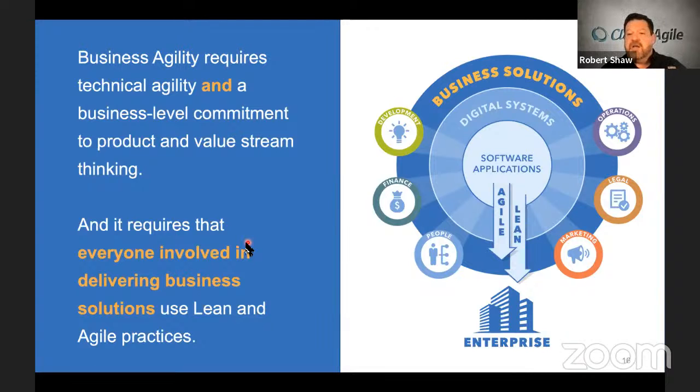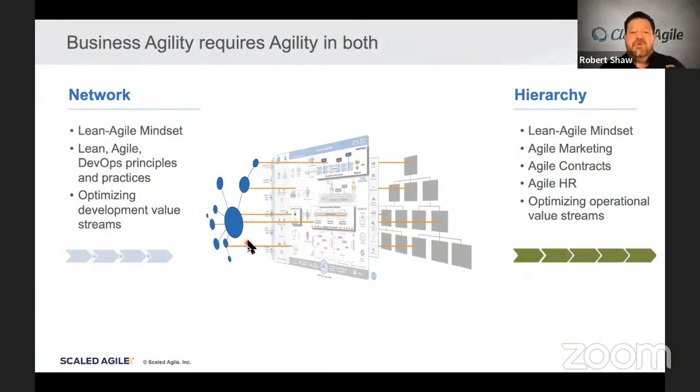And that gets into the crux of where SAFe has its roots. Business agility requires technical agility, what we think of from team, scrum, and delivery and producing. But it also requires business agility or business level commitments around the product and the value stream thinking. Both now have to be in sync, and both have to start aligning, and both have to start collaborating to achieve those outcomes. In short, everyone is involved in delivering a business solution, and many of those business solutions today still use technology. It's a part of the evolution.